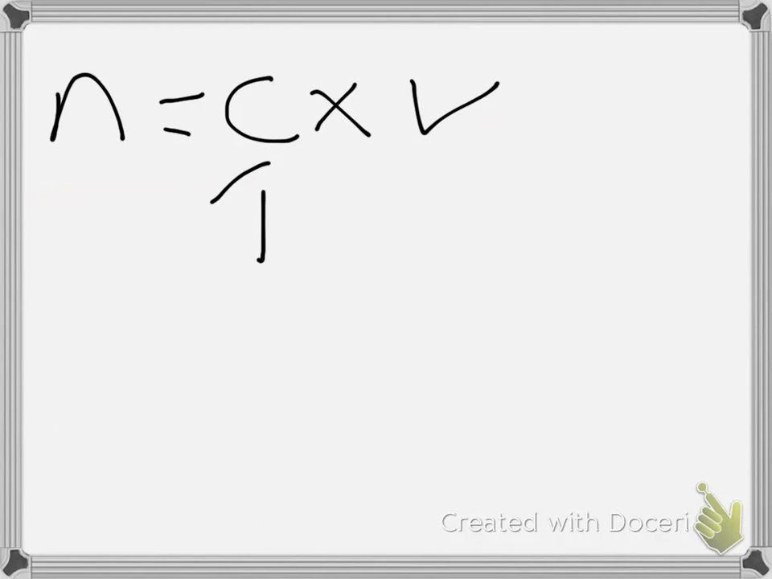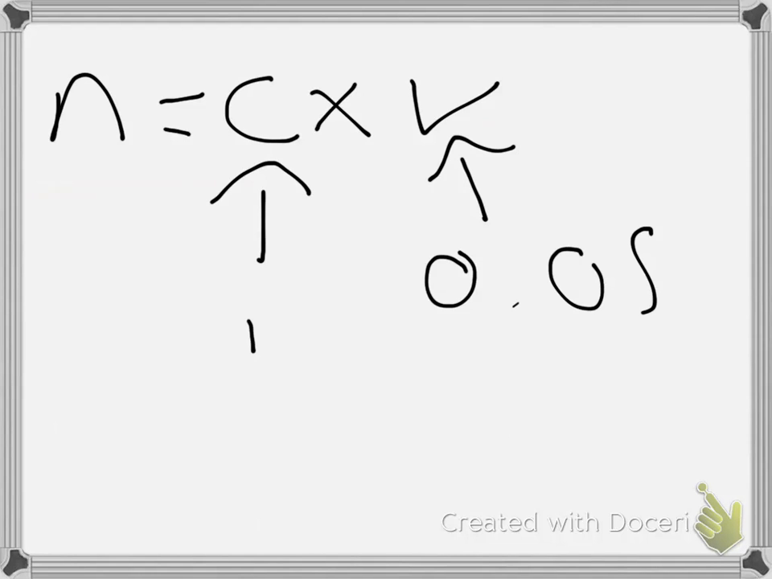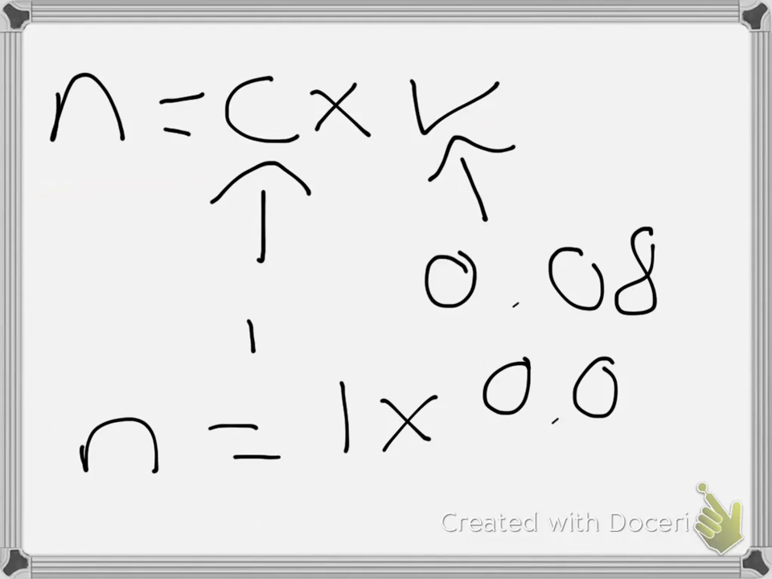So I know that I have a number of moles equal to my concentration times my volume. I know my concentration is 1. I know my volume is 0.08. So my number of moles is equal to 1 times 0.08, which is the same as 0.08. And it would be exactly the same if my concentration was higher or my volume was higher. I could use exactly the same equation to work out my number of moles.